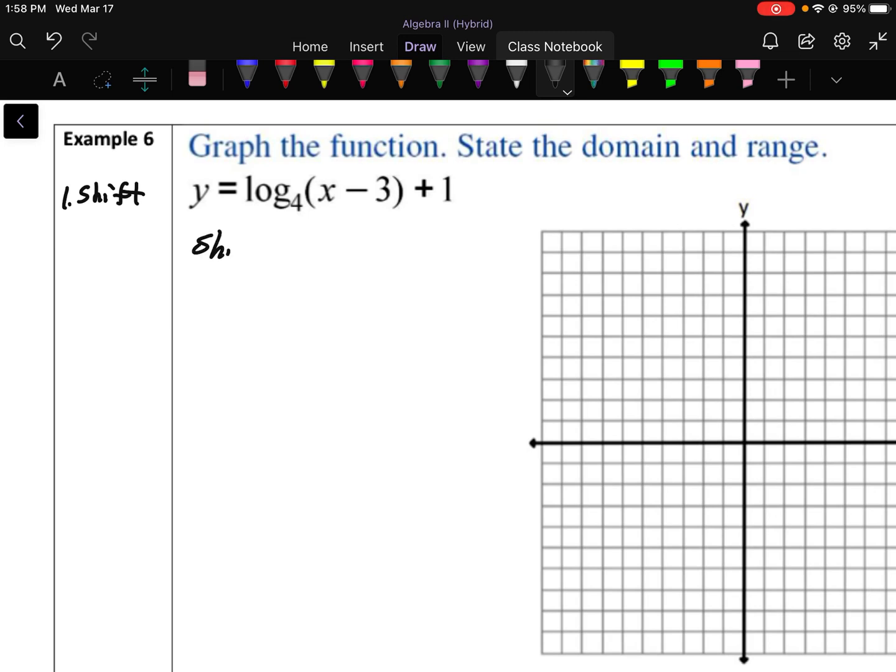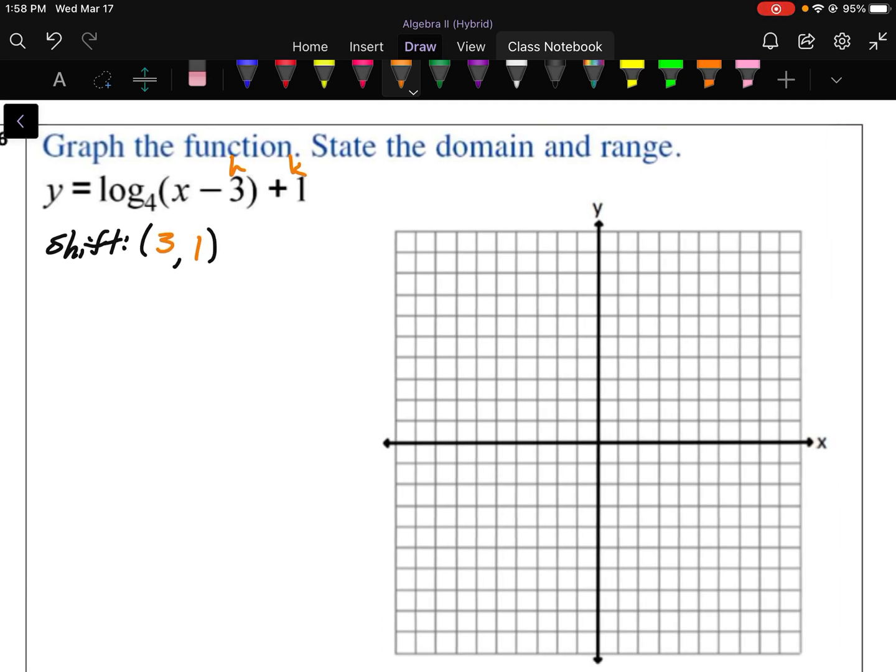So I'll just write that down. It comes from h and k. But remember with h, you're going to have to flip that sign. So it's going to happen at 3, 1. So I'm going to plot that point there.